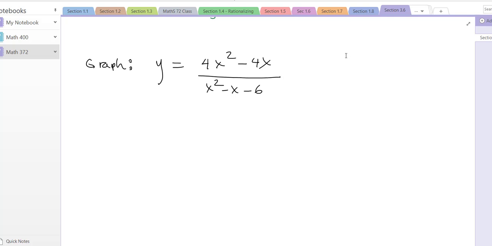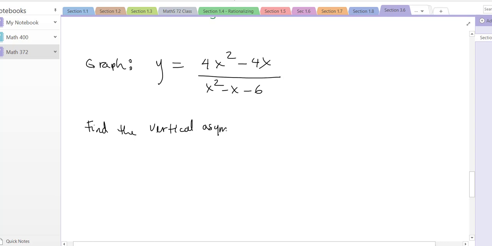Hi there, in this video we're going to continue with identifying vertical asymptotes, horizontal asymptotes and behavior, and fully graphing a rational function. So let's start with the vertical asymptotes of something like this. So let's find the vertical asymptotes. I feel like those are usually the easier ones to find because the vertical asymptotes come from where the denominator is 0.